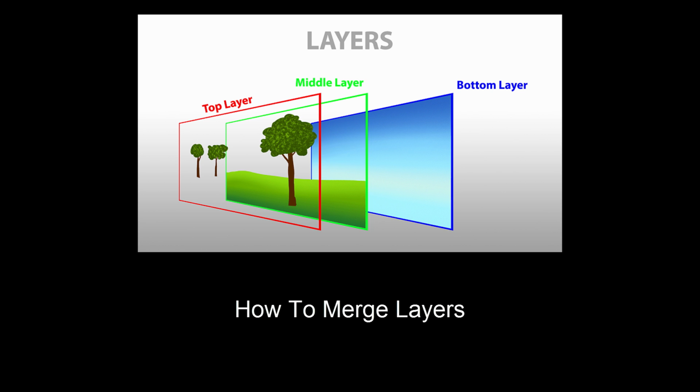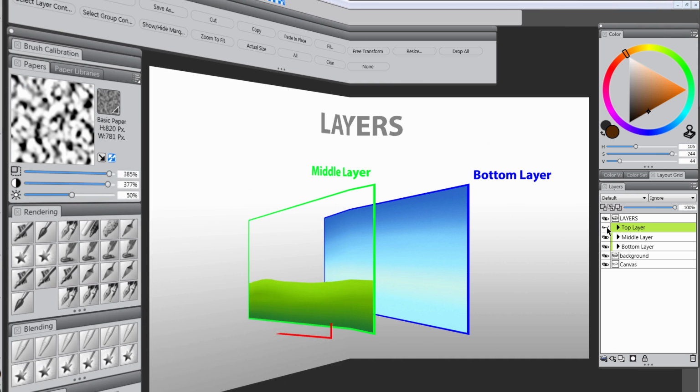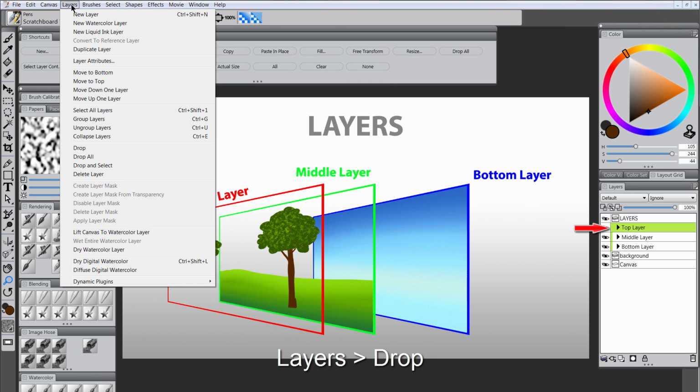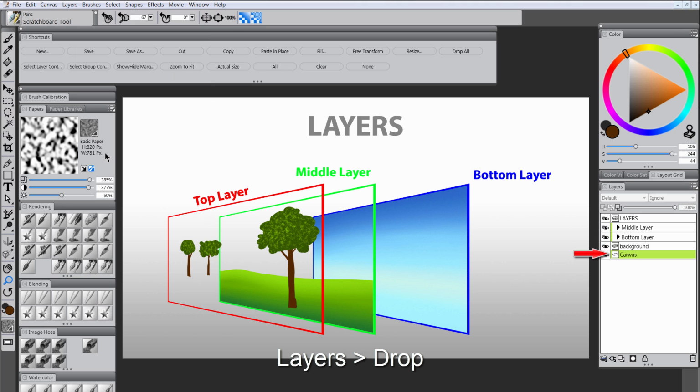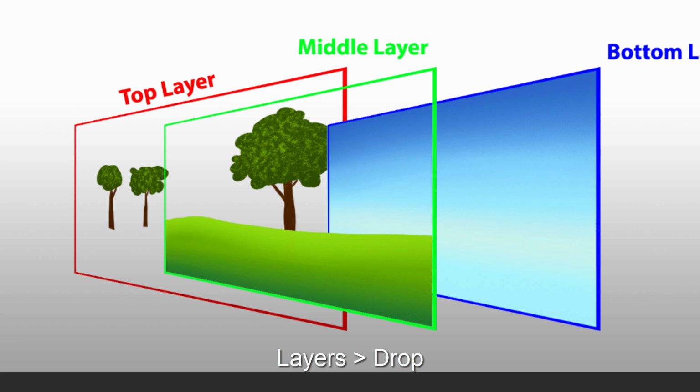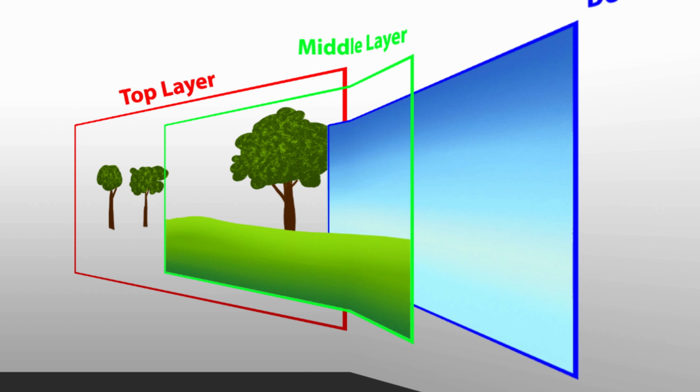Let's take a look at the options for merging layers in Painter. Drop. Drop will merge the selected layer with the bottommost layer known as the canvas layer. This is not always the best option for merging layers because it may augment the order of your layers and negatively impact the appearance of your art. It may be better to use the collapse layers command, which I'll describe in a moment.